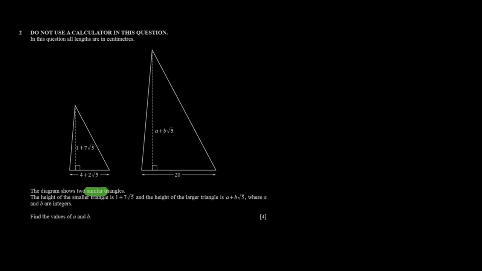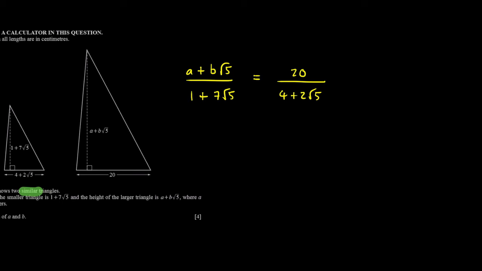Well, as I said, using the property of similar triangles, we can say that a plus b root 5 divided through by 1 plus 7 root 5 must be equal to 20 over 4 plus 2 root 5. So let me just explain that. I've done that length divided by that length must be equal to that length divided by that length because it's similar. Well, if that's the case, we should be able to rearrange. So I'm going to get a plus b root 5 is equal to 20 over 4 plus 2 root 5 times by 1 plus 7 root 5, right? So I multiply both sides by 1 plus 7 root 5.